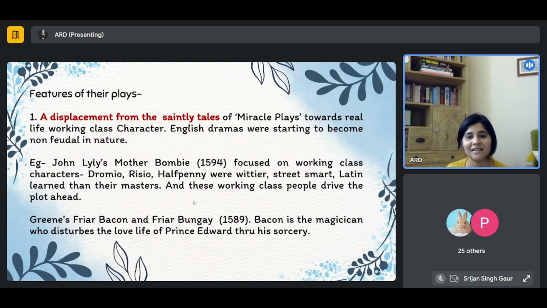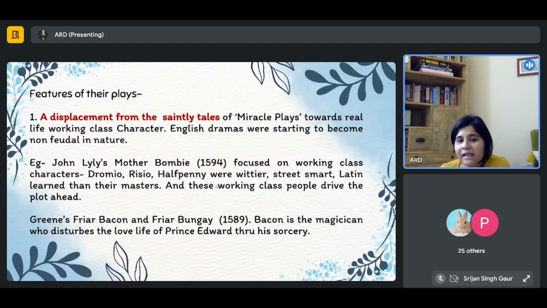The power dynamics is shifting in this play. So Mother Bombay is a way ahead of its time play, and people liked it. It was running for a good amount of time. It was a funny comic kind of play. But this stark classification of what is comedy and what is tragedy came very late. It did not come even when Shakespeare was making plays.